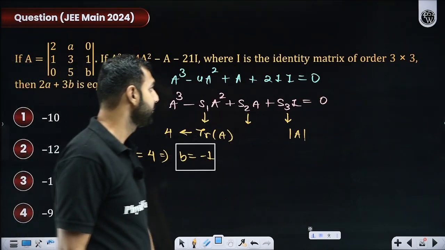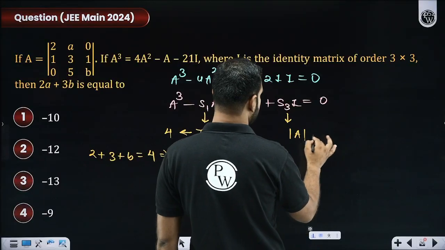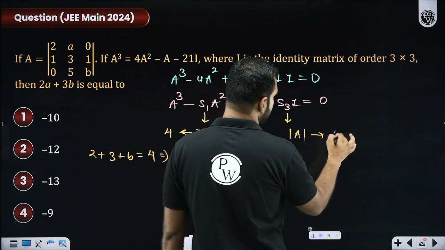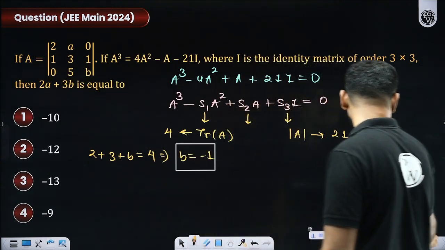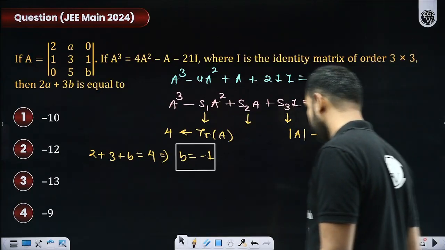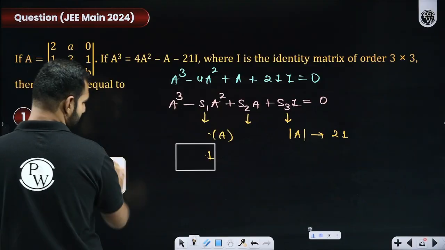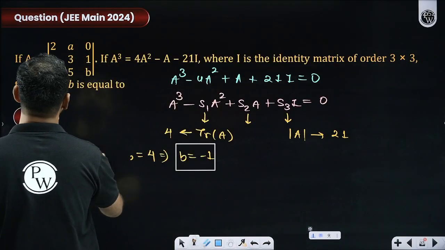Everyone with me on this. Sir, what else? I think I know determinant of A as well. Determinant of A we have evaluated as 21. So if determinant of A is supposed to be 21, I think that gives you the next answer here, which is the value of A.